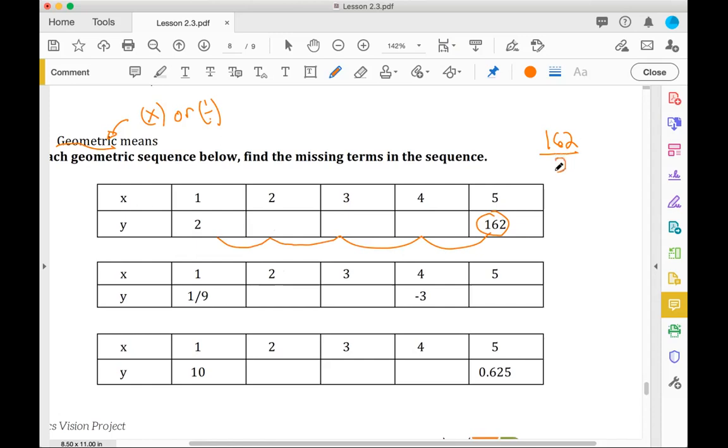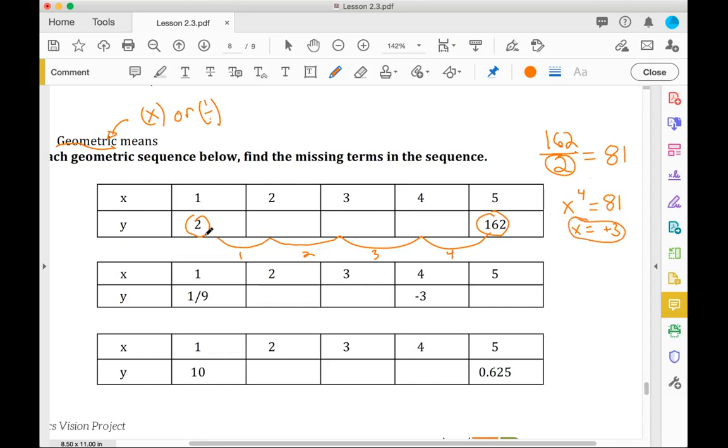So we can find out our geometric mean if we divide by 2. Remember, this 2 is from right here. So 162 over 2 should get us 81. So much fun. We're then thinking out, based off of these 4 steps, moving along 4 terms, there's some term that when multiplied 4 times gets us 81. And in this case, it should be positive 3.